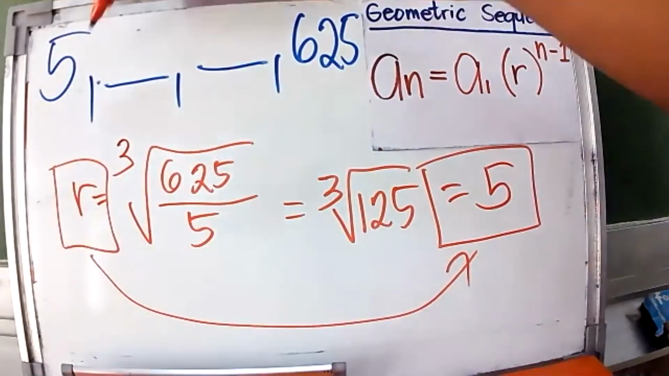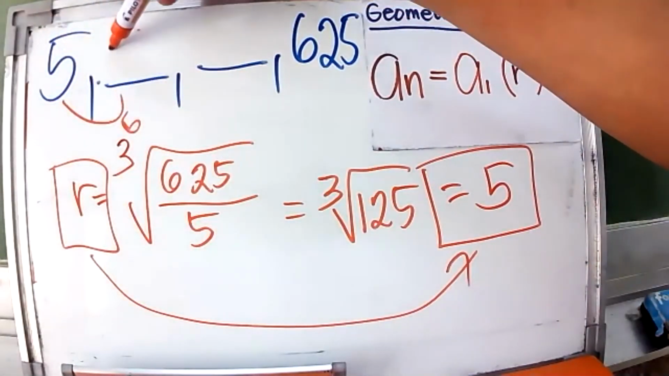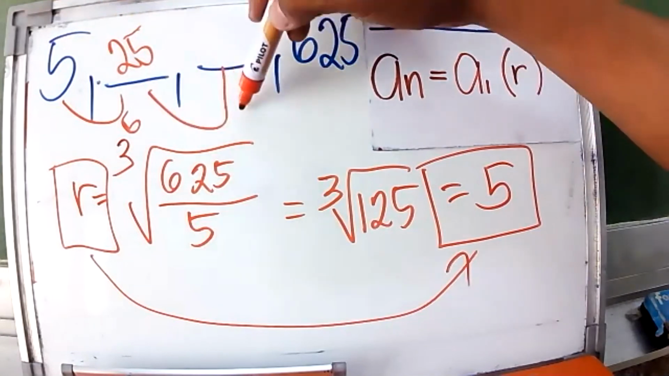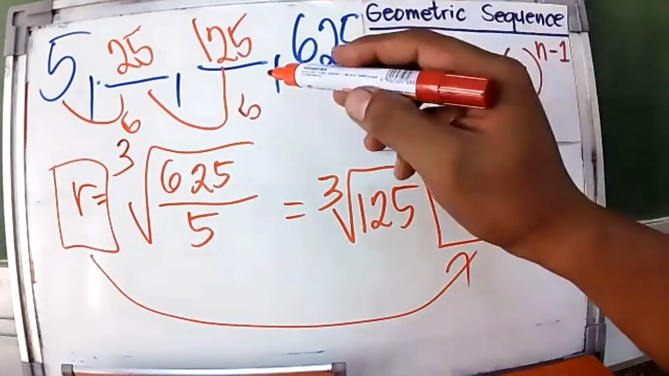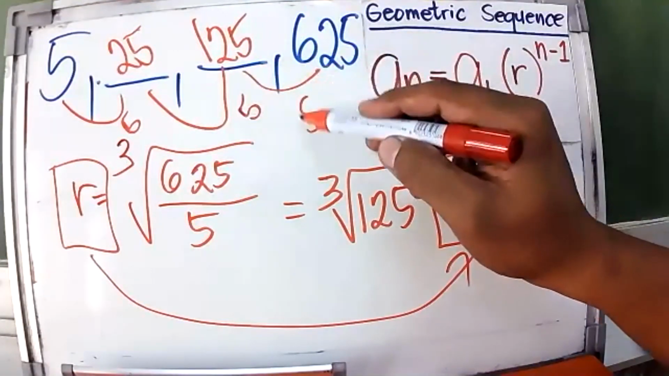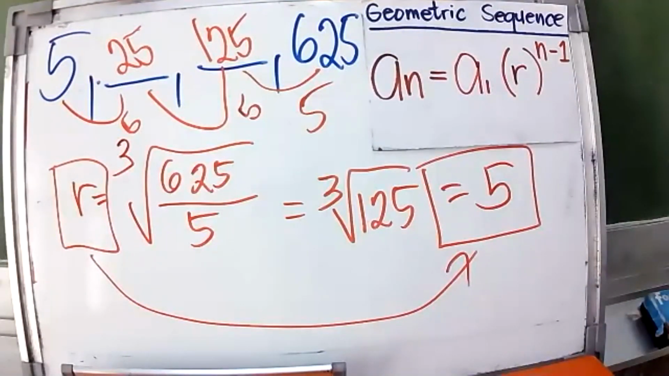Then just multiply 5 times 5, that's 25. And 25 times 5, that's 125. And of course, 125 times 5, that's also 625. That's it. So, thank you for that.